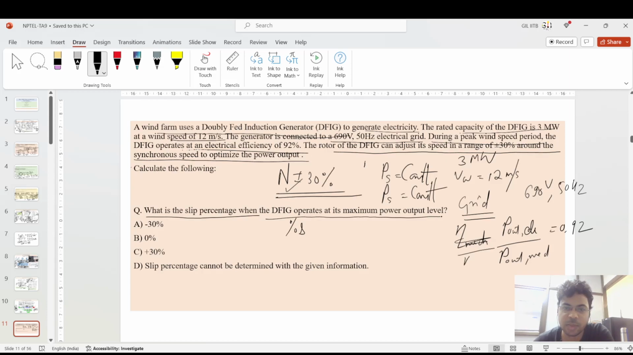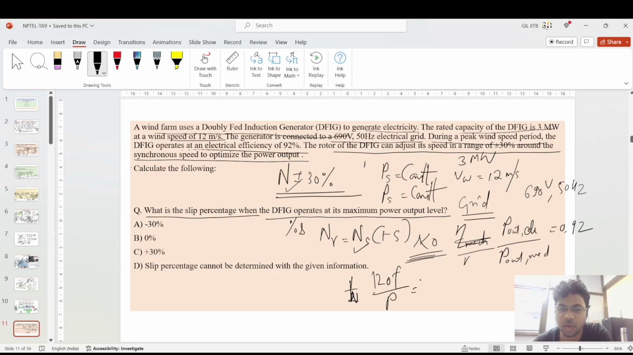So what is the question saying? What is the slip percentage? Slip percent means percentage slip when the DFIG operates at maximum power point level. What you know about this induction based generator is that NR is equal to NS (1 minus S), and S is less than 0 during super synchronous speed operation. But the problem here is I have not given this NS.